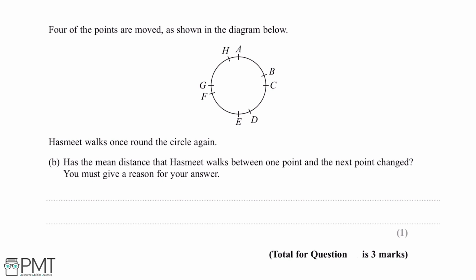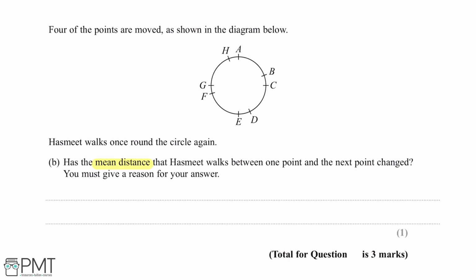So we want to know if the mean distance that Hasmeet has walked between one point and the next point has changed. So we worked out in part A that the circumference of this circle will be 80 pi metres. Now when working out the mean, we add together each of these individual distances and then divide it by the number of lengths that there are.